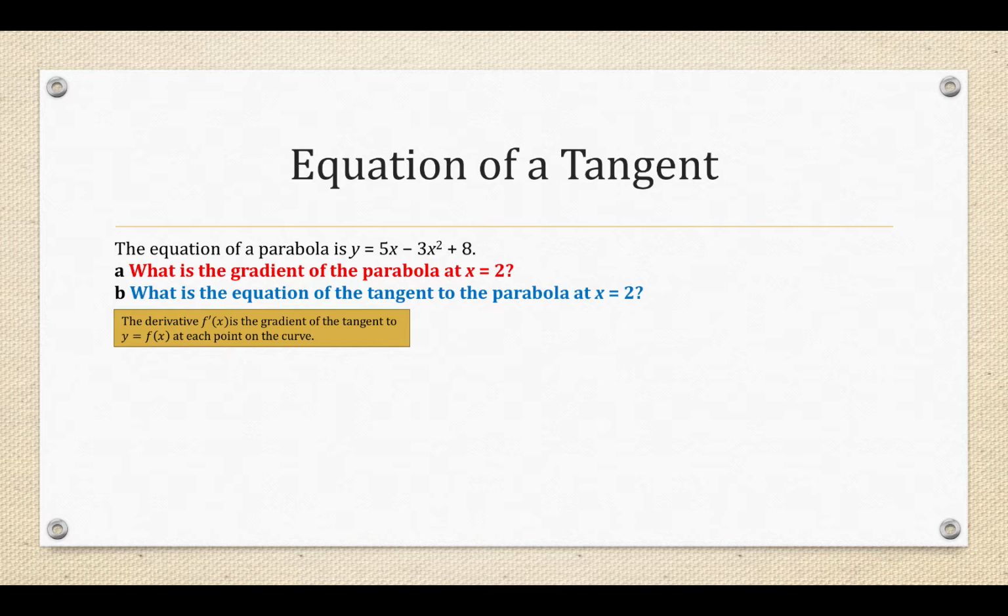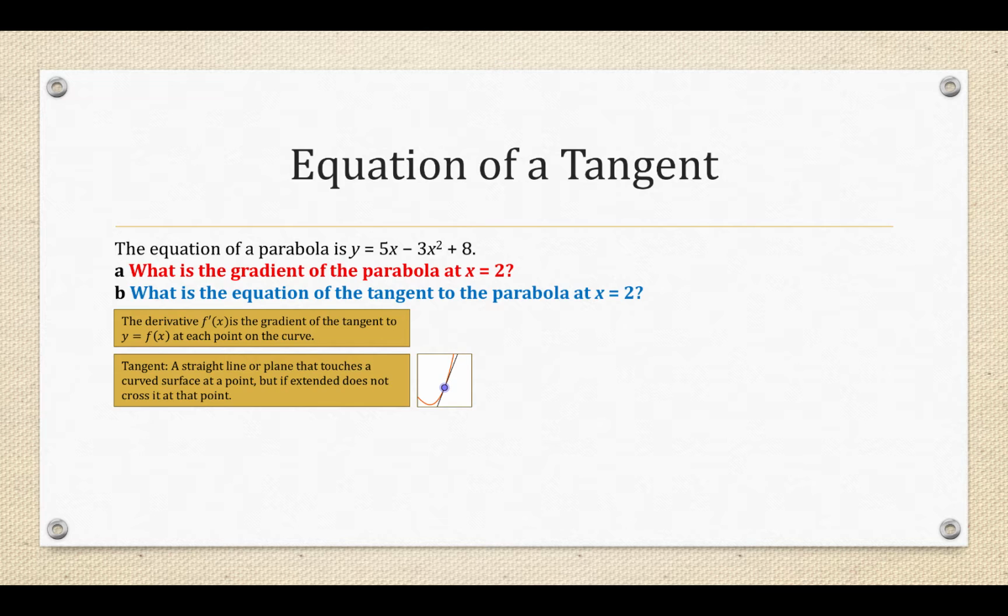The second thing that we need to know for the tangent of the parabola at x equals 2 is to understand what the tangent is. So a tangent is a straight line or plane that touches a curved surface at a point, but if extended, does not cross it at that point. So what you're looking at are these kinds of images here, where the black line is the tangent and it's touching the curve. Let's approach the question.